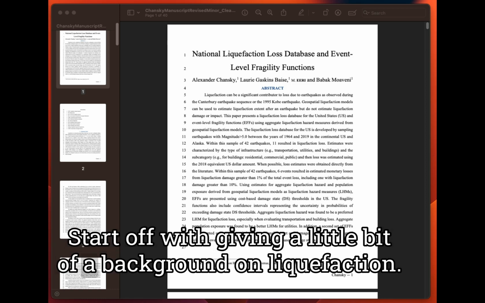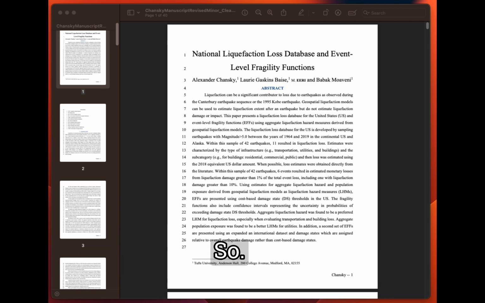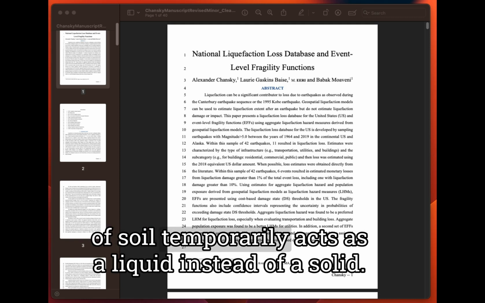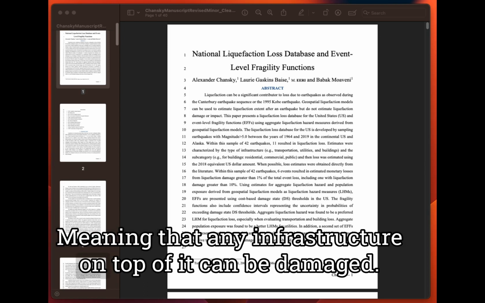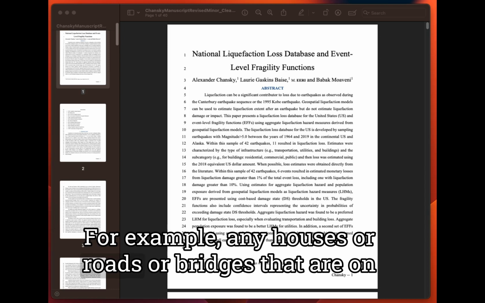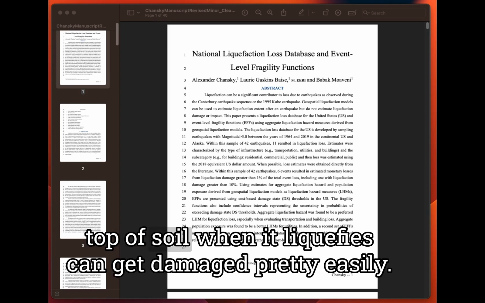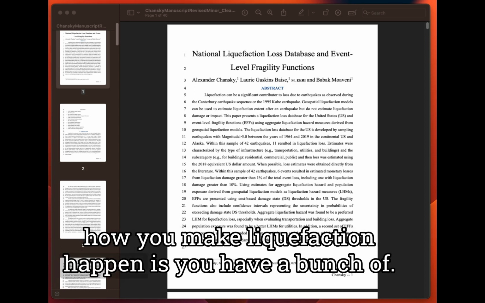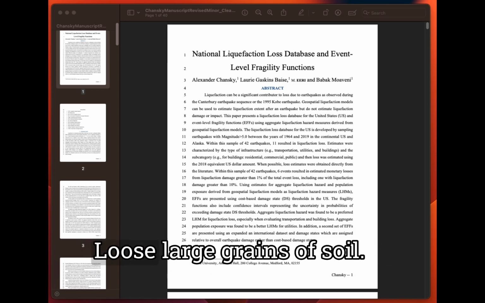Let me start off with giving a little bit of a background on liquefaction. Liquefaction is a natural phenomenon where a block of soil temporarily acts as a liquid instead of a solid, meaning that any infrastructure on top of it can be damaged. For example, any houses or roads or bridges that are on top of soil when it liquefies can get damaged pretty easily.